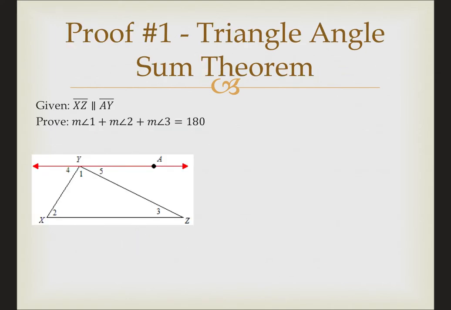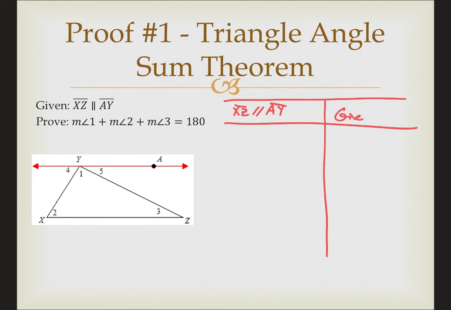All right, so now what would this class be without proofs? So the triangle angle sum theorem, we're going to prove this. If you don't know what the triangle angle sum theorem is, don't worry. We'll get to it on the next slide. So we are given that XZ is parallel to AY. This is given to us, and we are trying to prove the measure of angle 1 plus measure of angle 2 plus measure of angle 3 are all equal to 180.